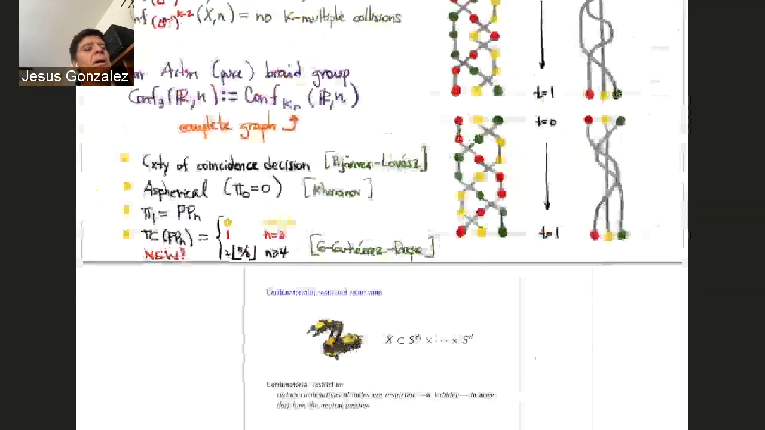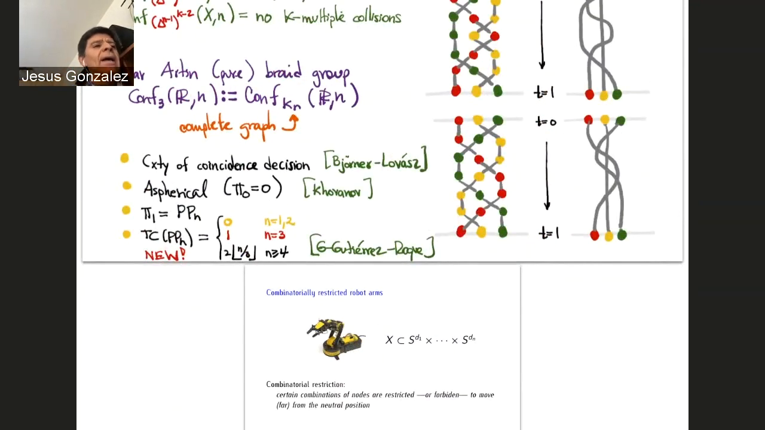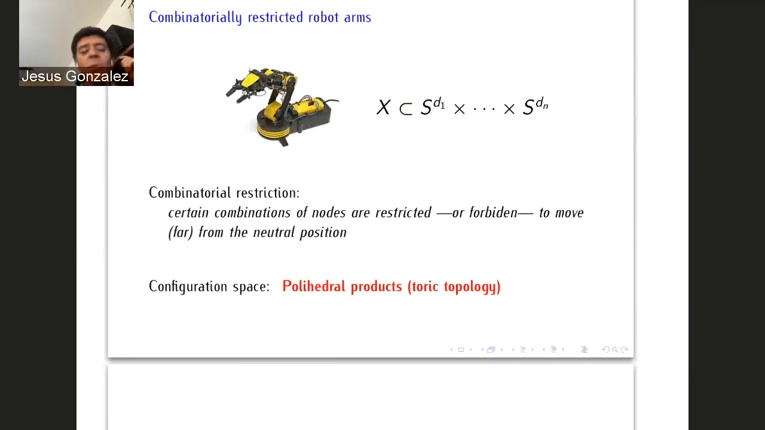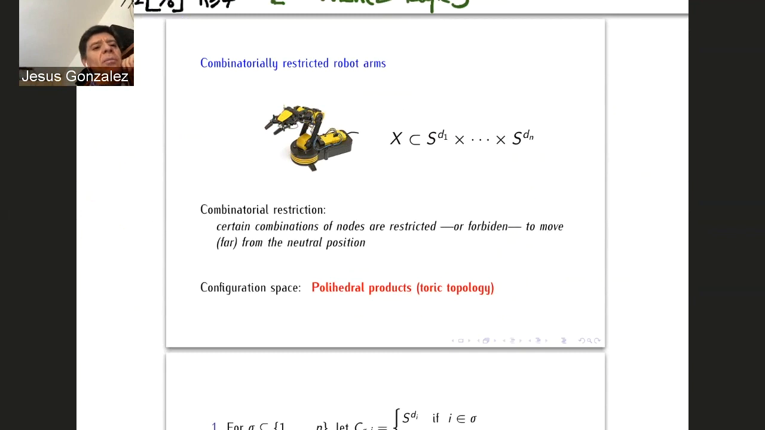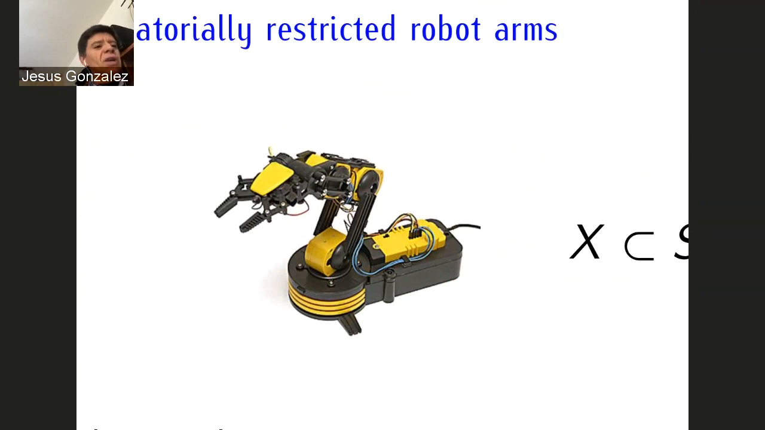All right, so this is the second example, and the third one has to do with actual robot arms with combinatorial restrictions. Now, my time is getting short, so I'm going to try to summarize what the point here is. The point is that you can actually compute the topological complexity of more complicated robot arms, which have certain restrictions. For instance, not all the elbows can move at the same time. If some elbows are moving, then some other elbows have to stay close to the neutral position.